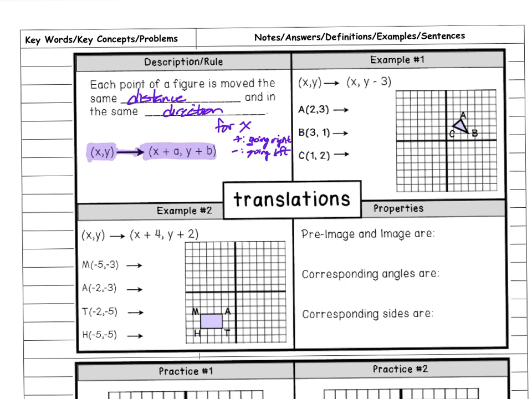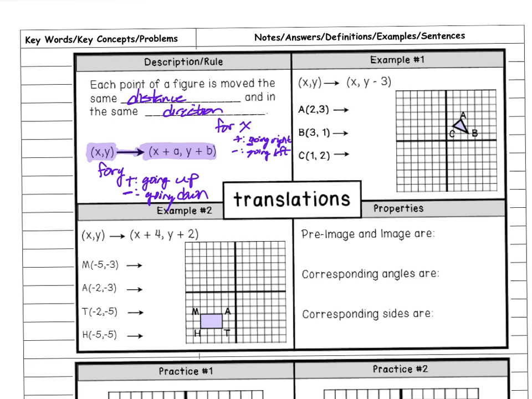And then for y, if I'm adding, can anyone tell me what direction I'm going in? I'm going up. Good. And if I'm going to subtract, I'm going to be going down. Good. So that's how I know what direction I'm going from the equation that I have here. So let's go try this.